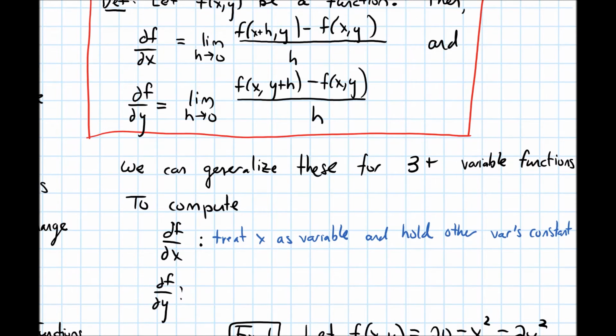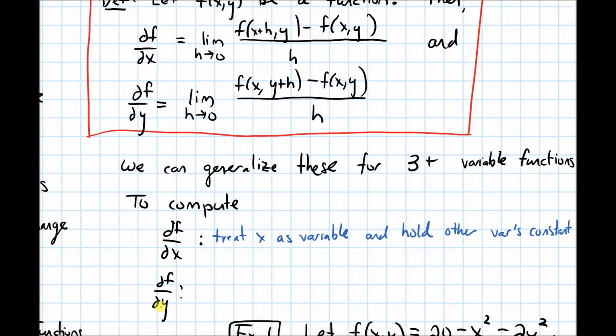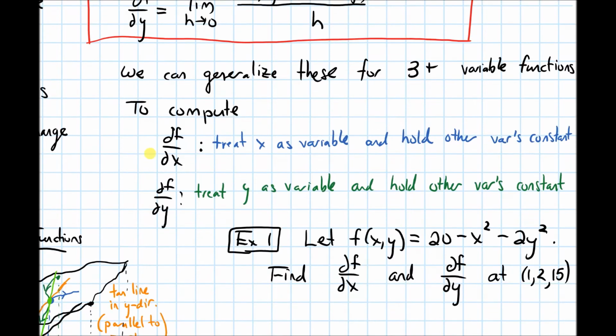Okay, so similarly, if I want to find the partial with respect to y, we would treat y as a variable and hold any other variables constant. All right, so let's do an example to see what this looks like in practice.